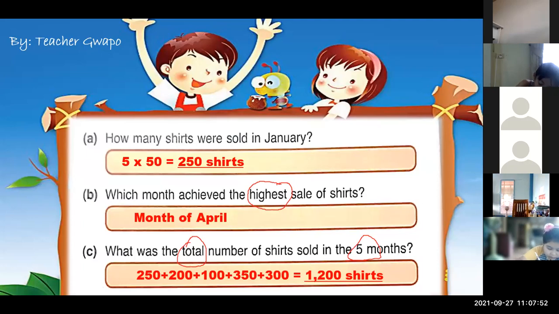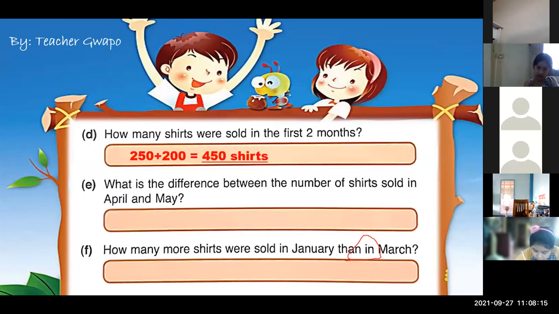Okay. Now here we go. Last one. The page 209 is your homework. Okay, now let me erase this one first because we are running out of time, because this is our last time. Next week, we don't have class. Letter D, 450 shirts in January and February. 250 plus 200.